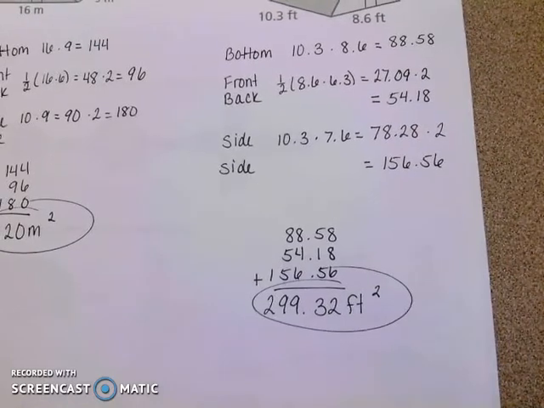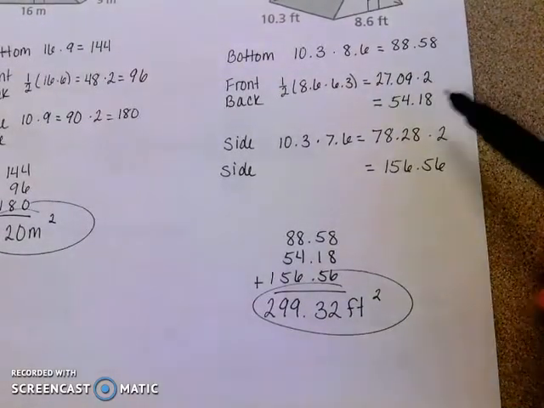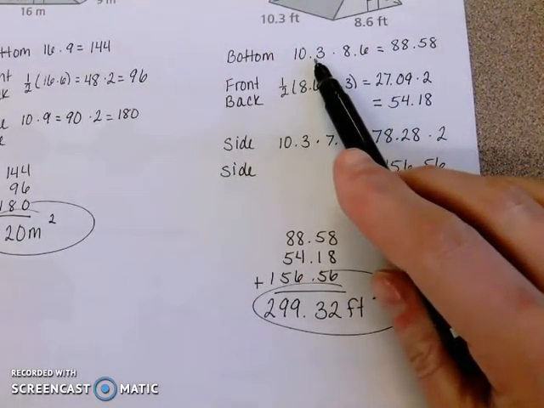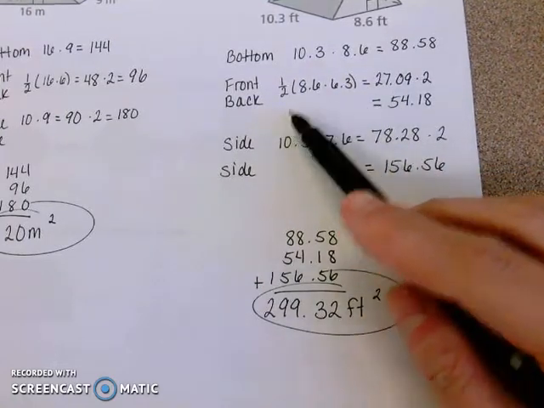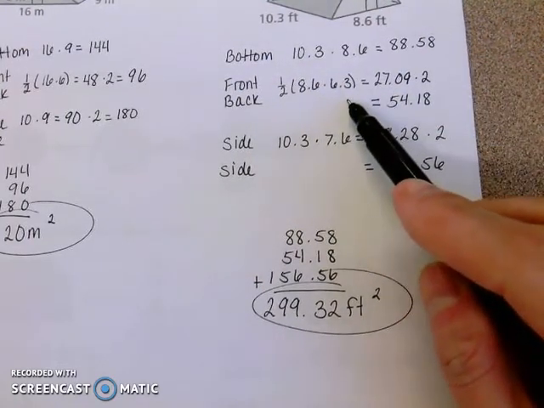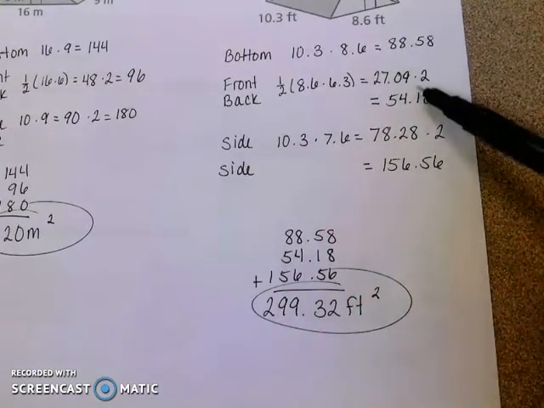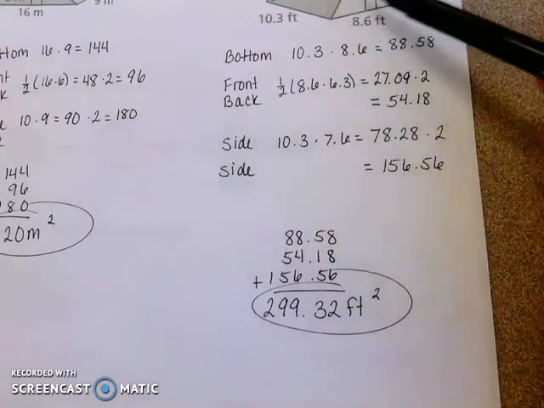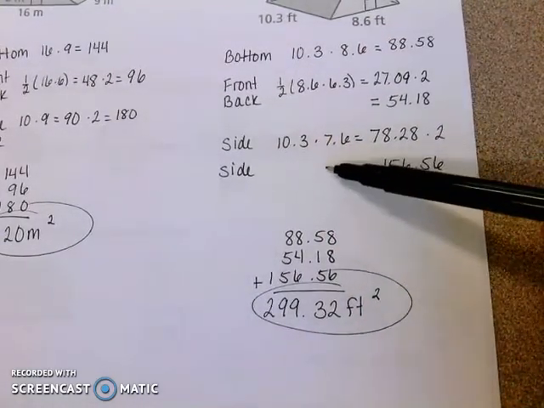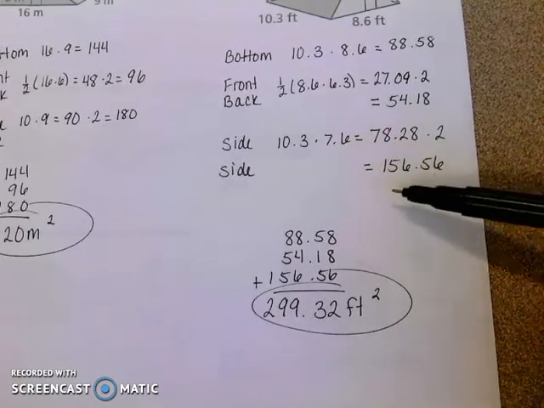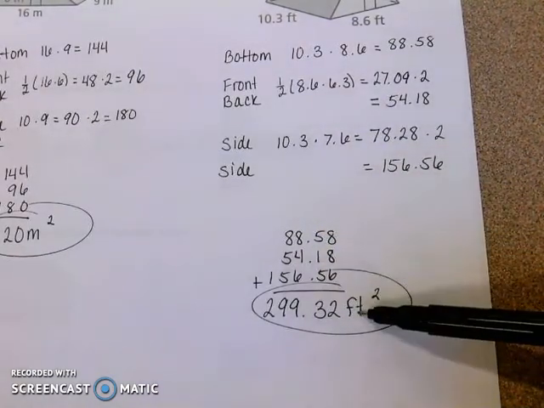All right, and then this last one, we did have quite a few decimal numbers here. So the bottom was 10.3 by 8.6. The front and back were 8.6 by 6.3, and they were triangles, and there's 2 of them. And then these 2 sides were the same, 10.3 by 7.6. So then I multiplied that by 2 and added all of those together to get my surface area.